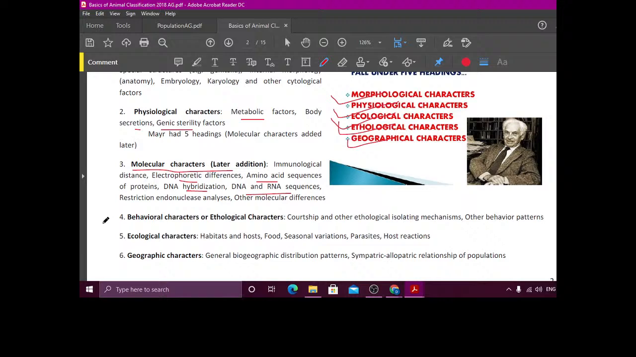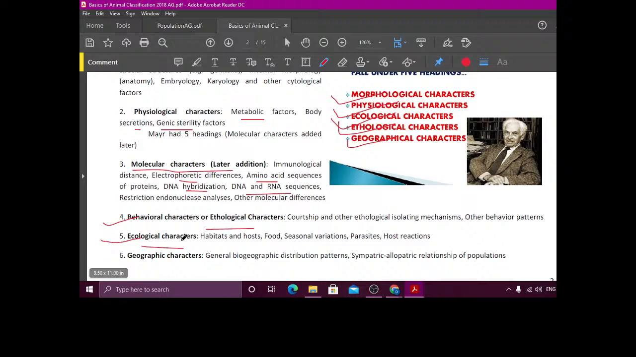Then you have behavioral characters or ethological characters. You have ecological characters like habitat and host, food, seasonal variation, parasites, host reactions. You can read them in detail in the PDF which I will upload soon.